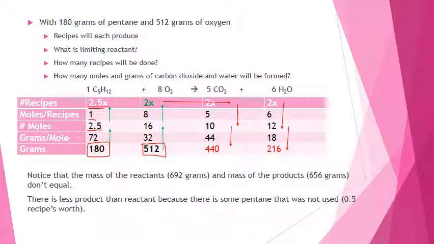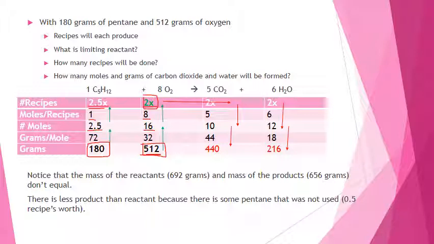Now how many times can you do it with 512 grams of oxygen? Well, divide that into groups of 32, you get 16 moles. Every recipe you need 8 moles. So you get 16 divided by 8 is 2. So you can do the reaction 2 times with 512 grams. You can only do the reaction 2 times because you'll run out of the oxygen before you run out of the pentane. So pentane is the excess, and oxygen is the limiting.